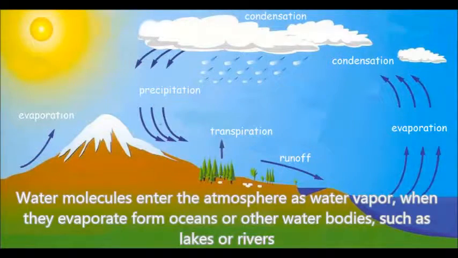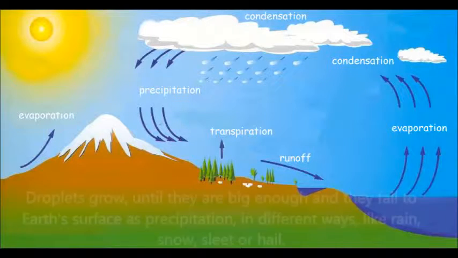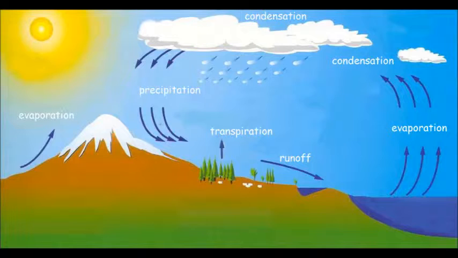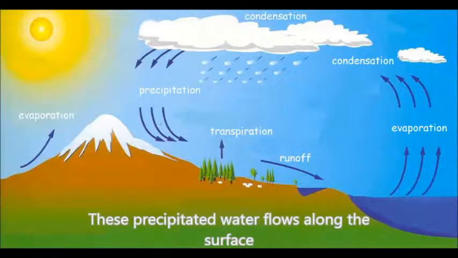Water molecules enter the atmosphere as water vapor when they evaporate from oceans or other water bodies, such as lakes or rivers. Droplets grow until they are big enough and they fall to the Earth's surface as precipitation, in different ways like rain, snow, sleet, or hail. This precipitated water flows along the surface.